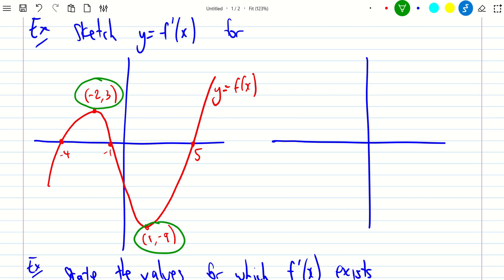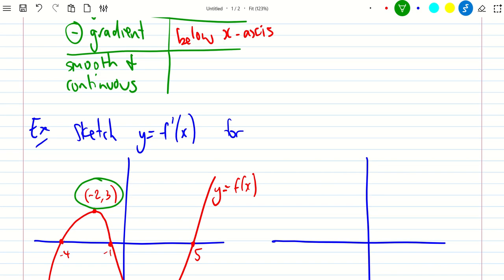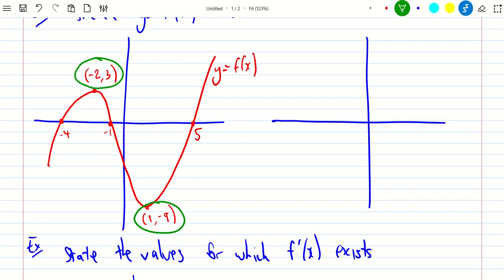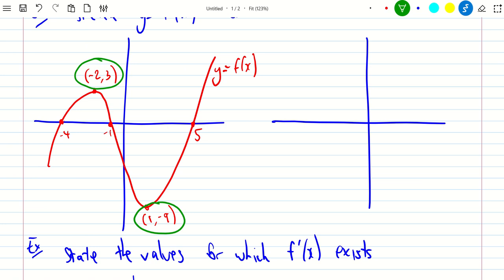Okay, so if we have turning points on the original function, that relates to an x-intercept for the derivative function. So that means the derivative function is going to have an x-intercept at -2, and also an x-intercept at +1. So they're going to be my x-intercepts. Right, so that's my first piece of information.